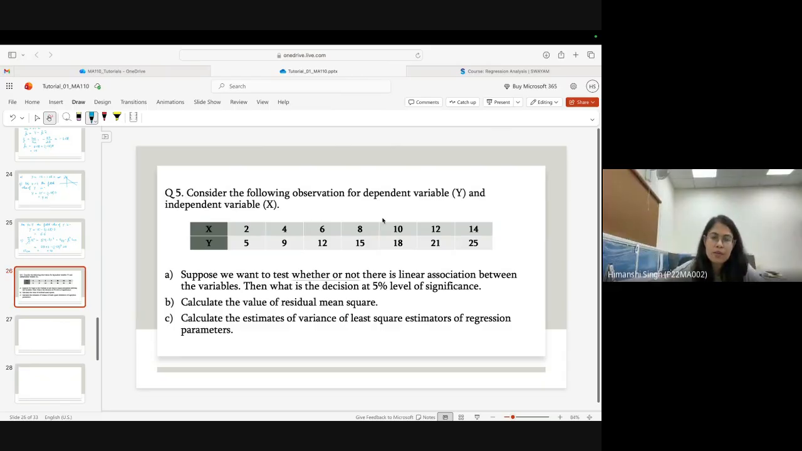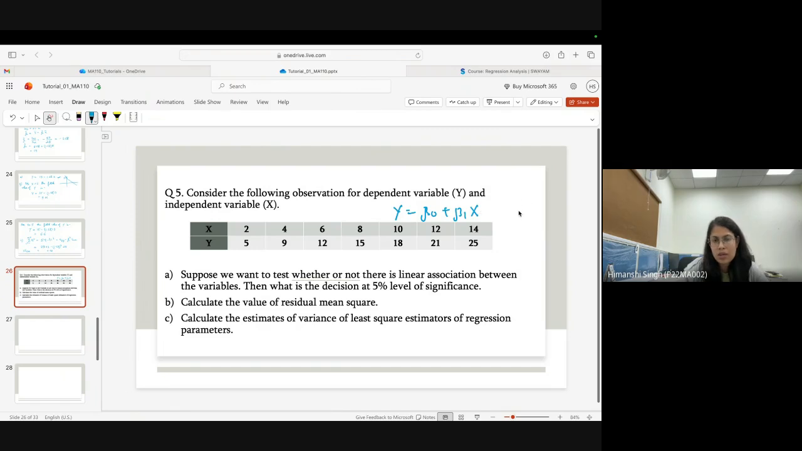Again we have the following observations for the dependent and independent variable. The question asks us to test whether or not there is a linear association between the variables. We know that y is the dependent variable and x is the independent variable, and we assume we can fit the line beta naught plus beta 1 x to it. I want to know whether there is a linear relationship between y and x or not. So basically, I test the hypothesis that beta 1 is equal to 0 or beta 1 is not equal to 0.